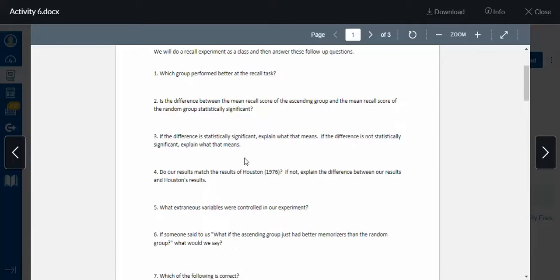So statistically, if a result is statistically significant, you're confident that it's not due to chance or chance factors. So just do whatever wording you need to do based on your result.